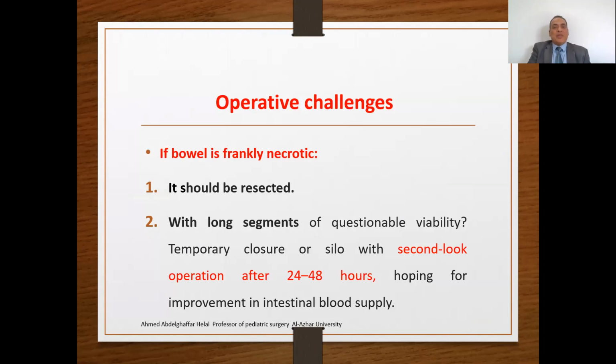Operative challenge. There may be some operative challenges for the pediatric surgeon. Number one, if the small intestine is frankly necrotic, what to do? It should be resected. This is the general rule. However, with a long segment of questionable viability, this will be a difficult task, otherwise you will leave the child with short bowel syndrome. So in such cases, a second look operation after 24 to 48 hours may be reasonable, hoping for improvement in the intestinal blood supply, after discussion with the family of the child.